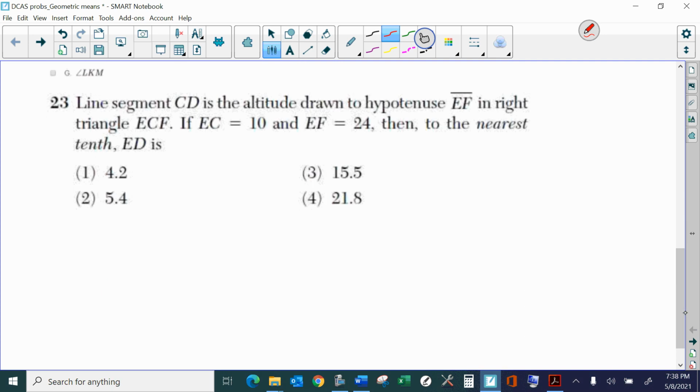Line segment CD is the altitude drawn to the hypotenuse EF in right triangle ECF. CD is the altitude.